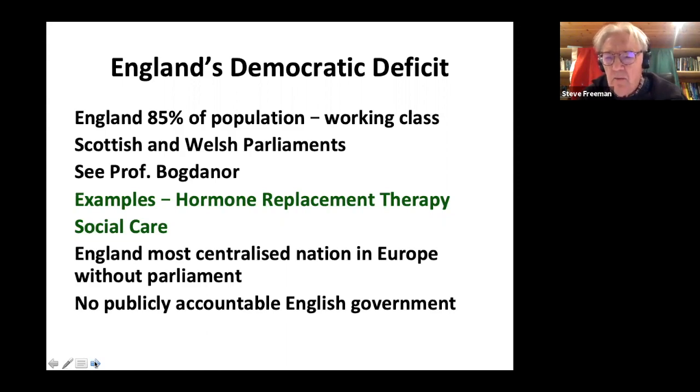And John Denham, I mentioned that before, makes the point that England is the most centralized nation in Europe without a parliament. It doesn't have a parliament for English affairs. There's no publicly accountable English government, he says. So what I'm saying is that England has a bigger democratic deficit than other parts of the UK. Not to say they don't have a democratic deficit as well, but this is a factor in politics, in popular politics and popular conception.